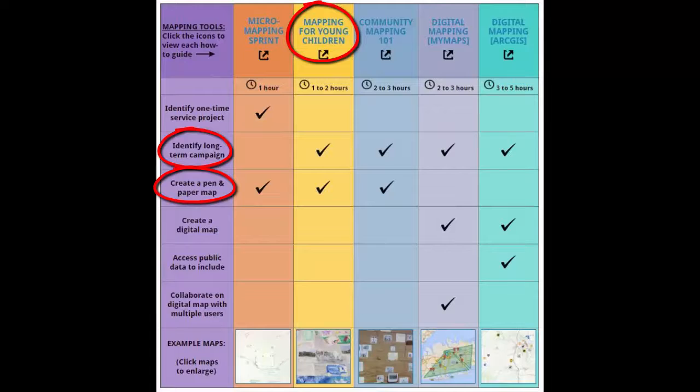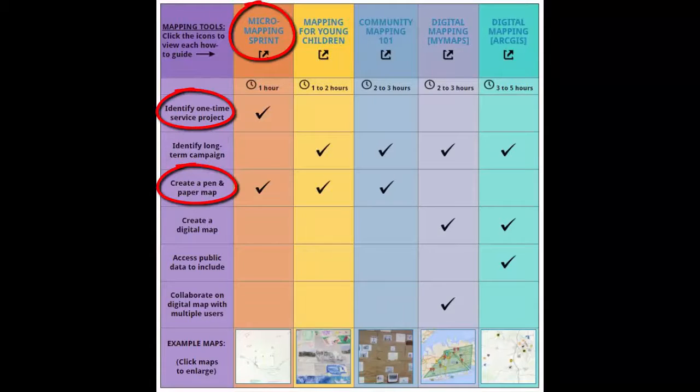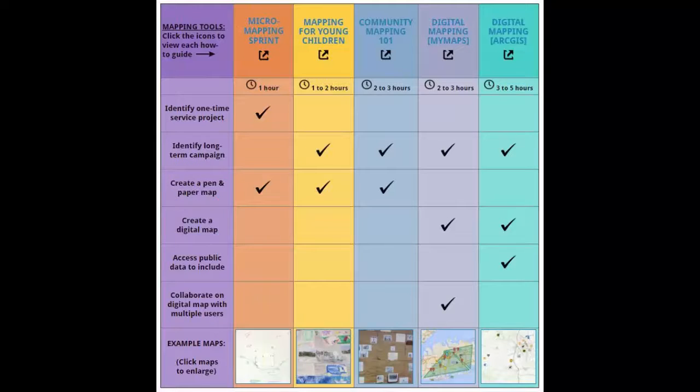Mapping for younger children is a great option for those working with younger students, and the micromapping sprint is a quick mapping activity for those short on time to identify a quick one-time service project that you can do in a short period of time. This chart is available for you to download in the resource section.